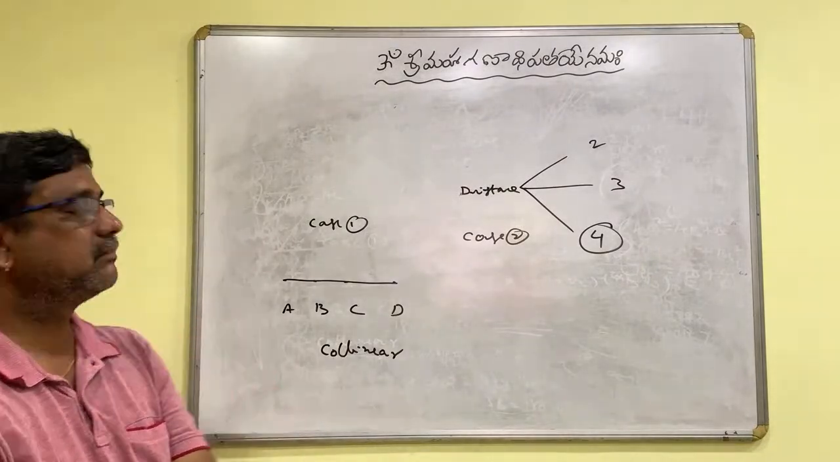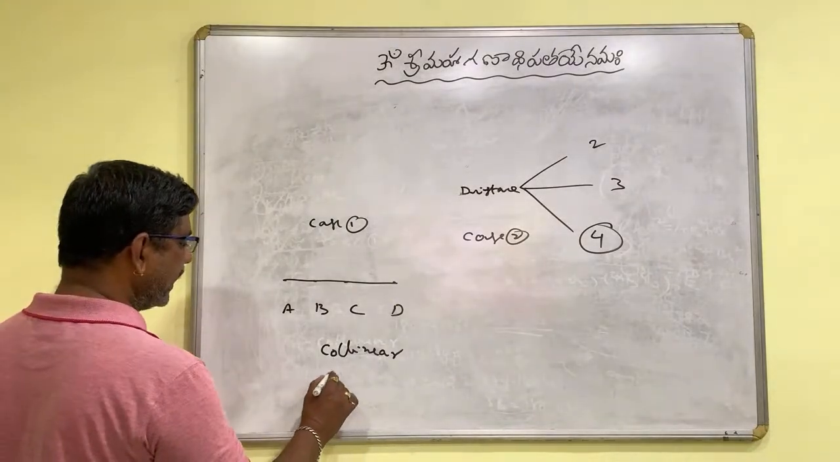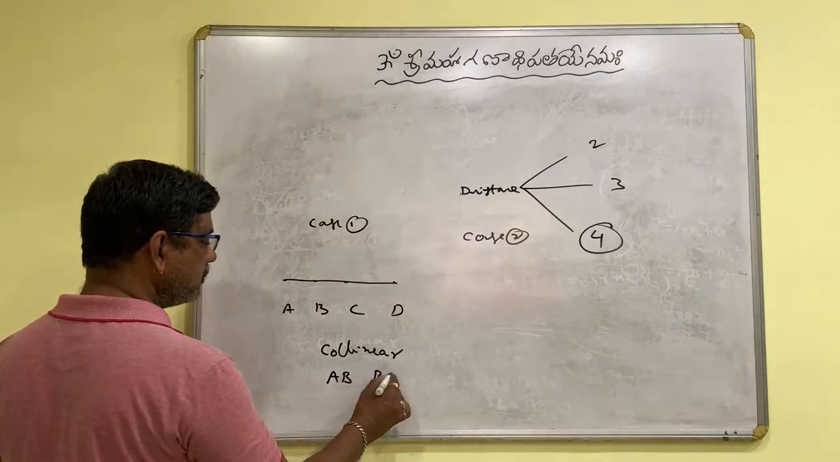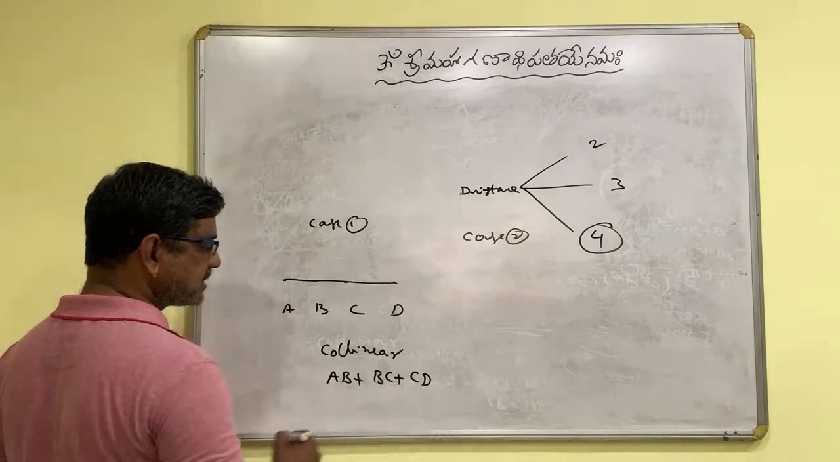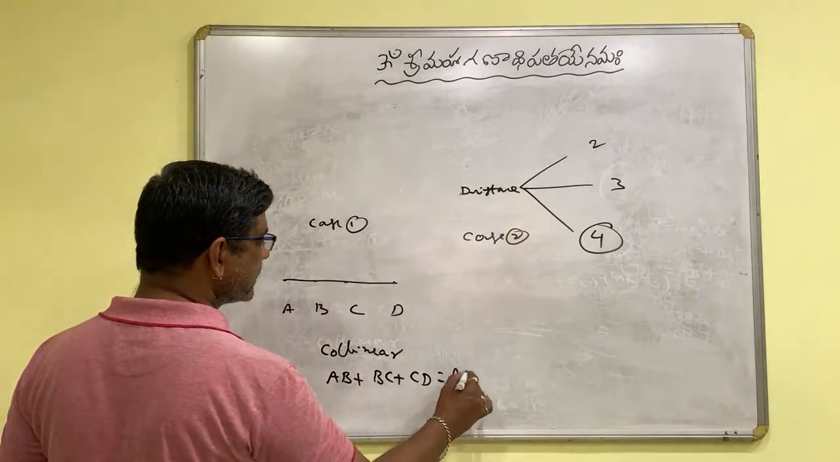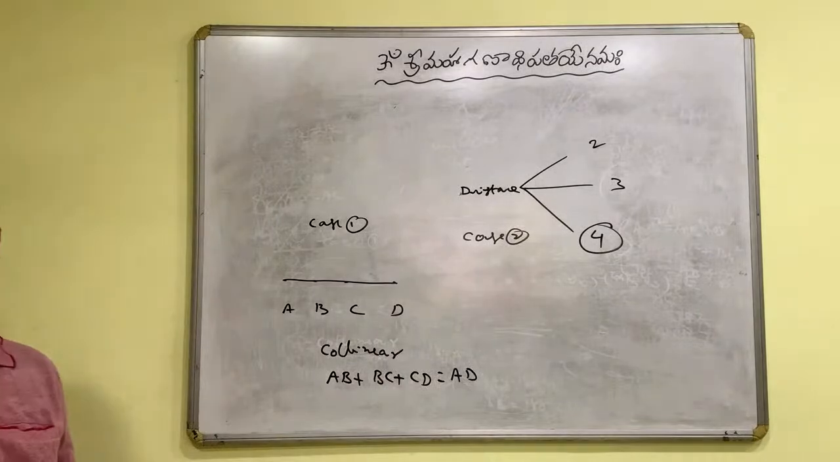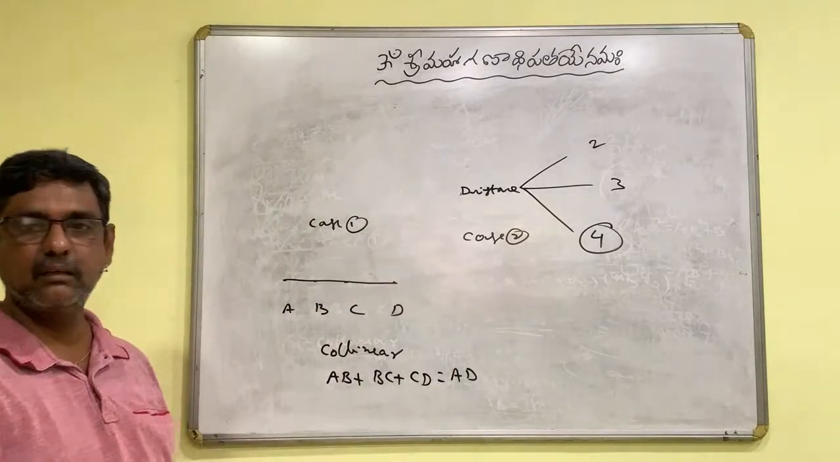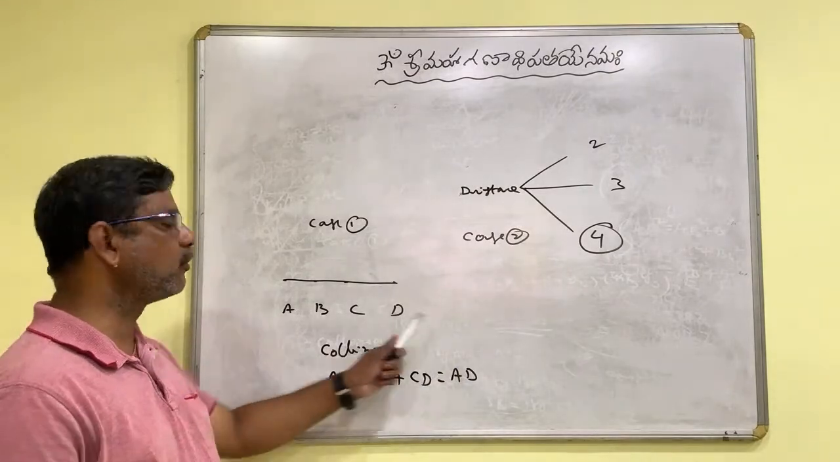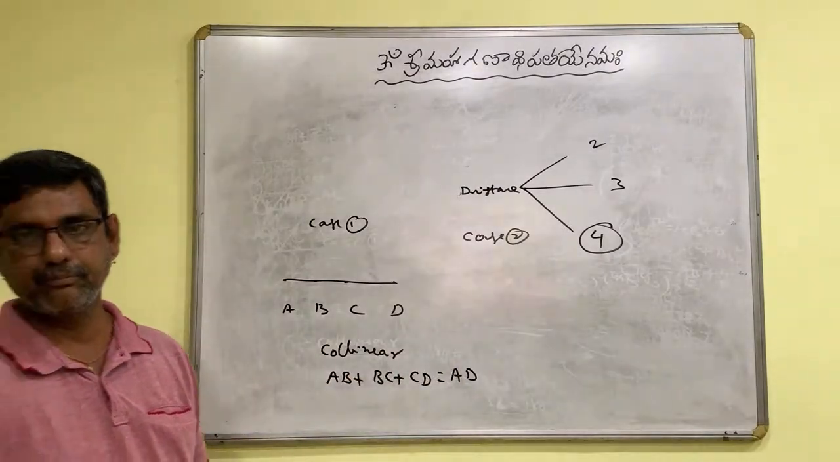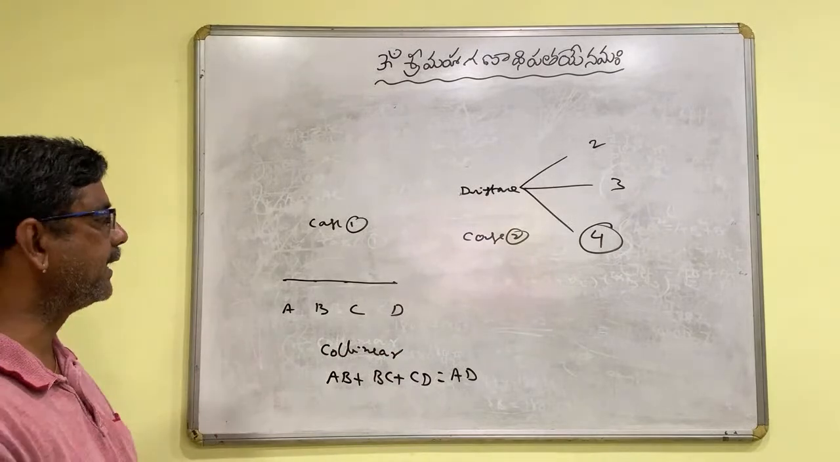So how to prove it? We need to calculate the distance between AB, BC, CD, and if the sum of these 3 distances is equal to the distance between AD, then we can say these 4 points are collinear.